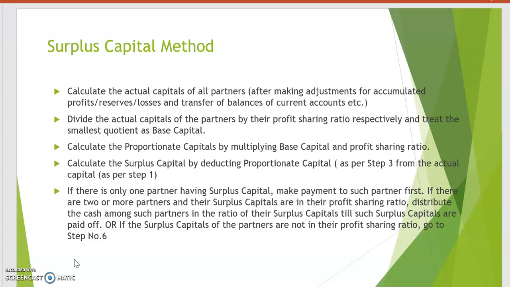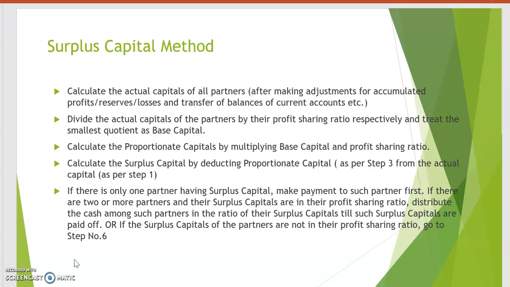While you calculate surplus capital, you have to use the following steps to calculate the surplus amount of one person. In this part, calculate the actual capital of all partners. How do you prepare it? After making all adjustments, if there are capital plus profits, any accumulated losses, any accumulated profits and reserves, they should be added to that capital account, and any losses should be reduced from that account, which will give you the actual capital or adjusted capital.